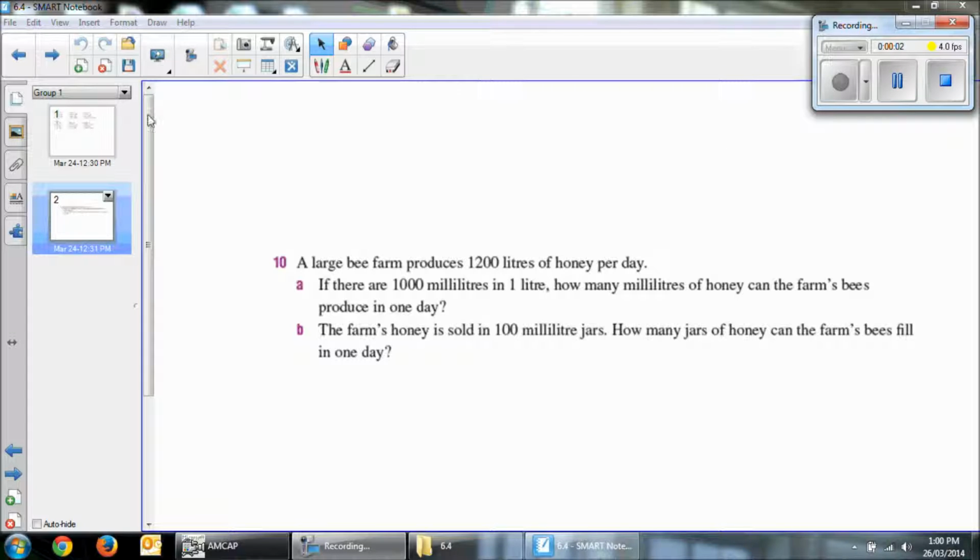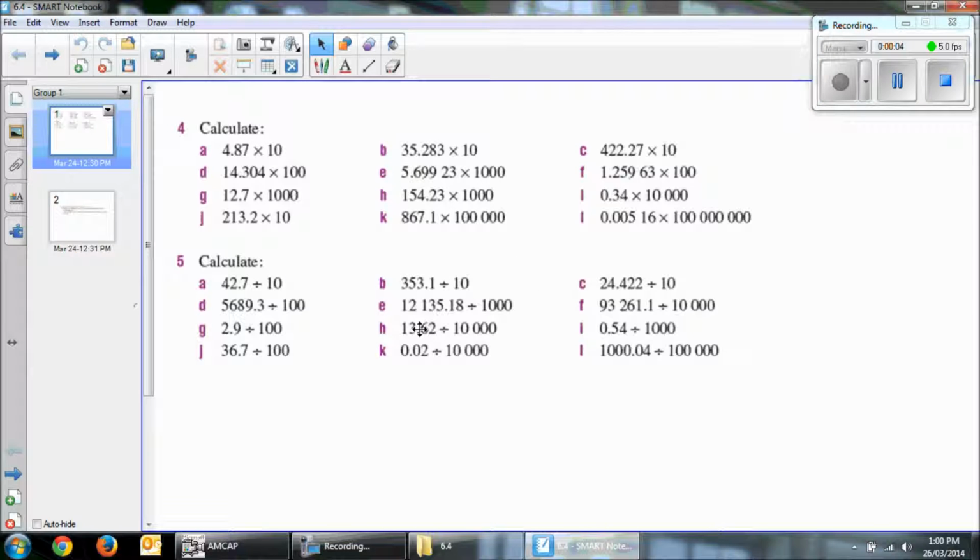Okay, this is one of the easier topics in decimals, multiplying by powers of 10. All you need to remember is which way to move the decimal point. When you multiply, you move your decimal point to the right. When you divide, you move it to the left.